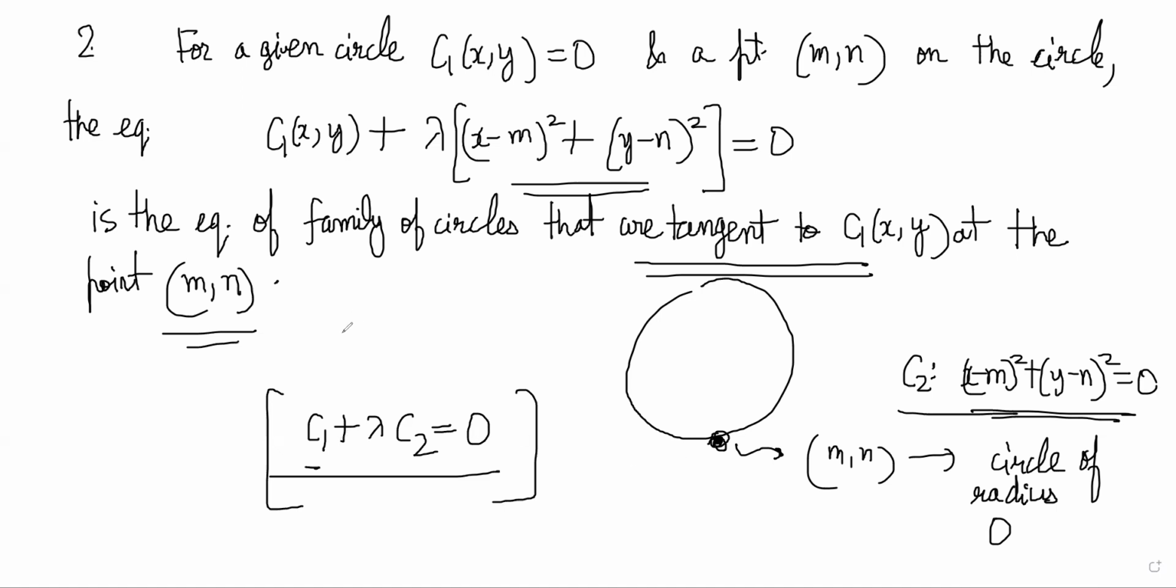So in general, this is a generalization of the first property that we saw. But you can use this result directly. If you want the equation of all possible circles tangent to a given circle at a given point, you should use this form. So that will be useful in problems.